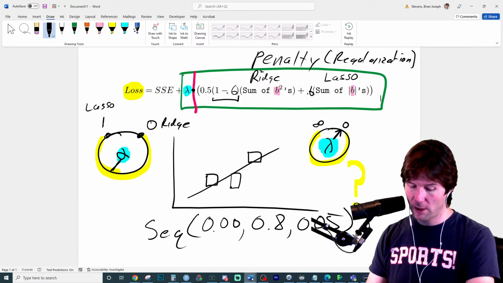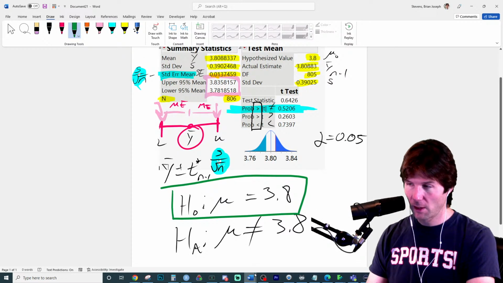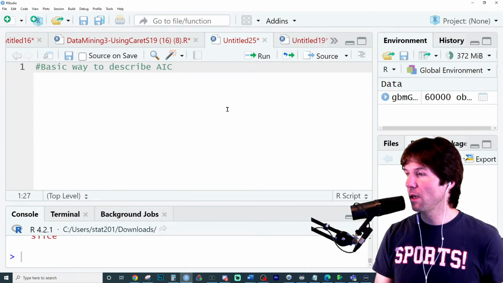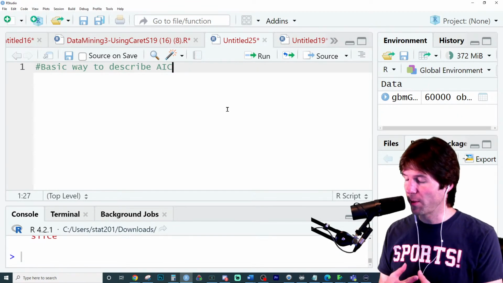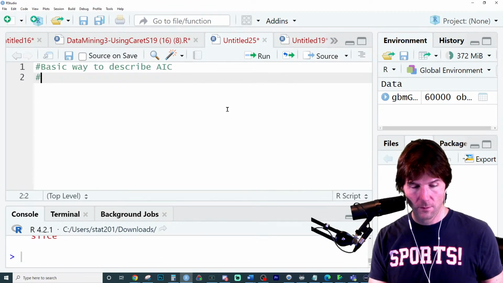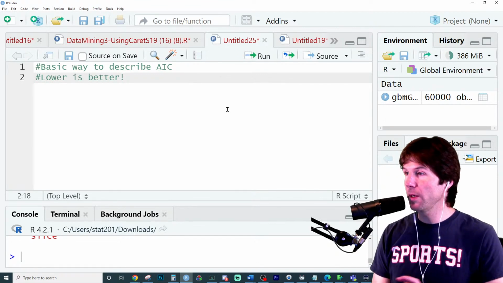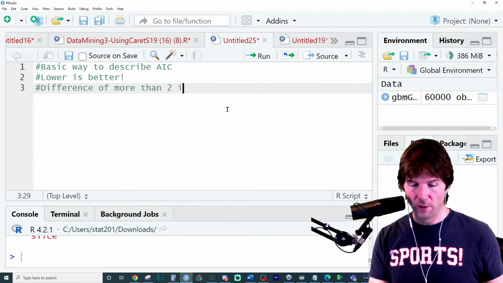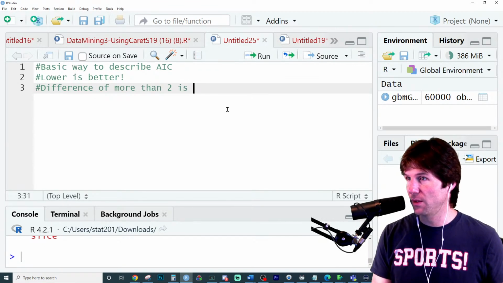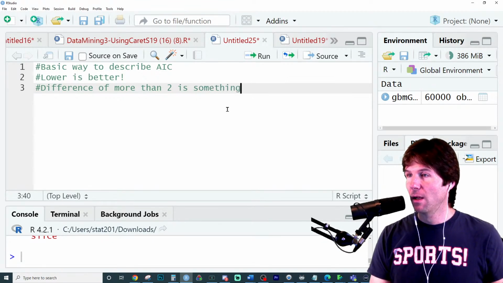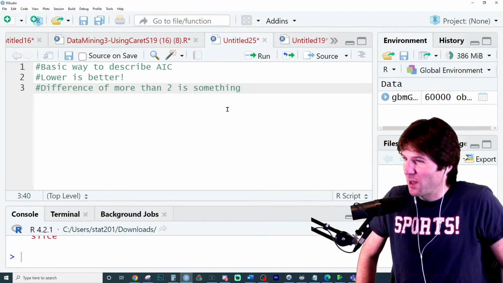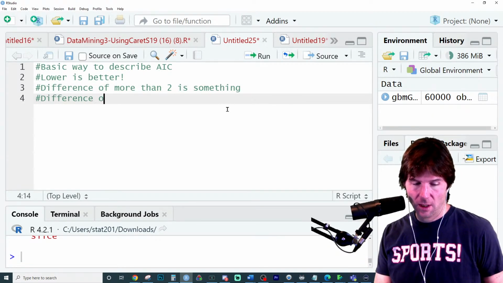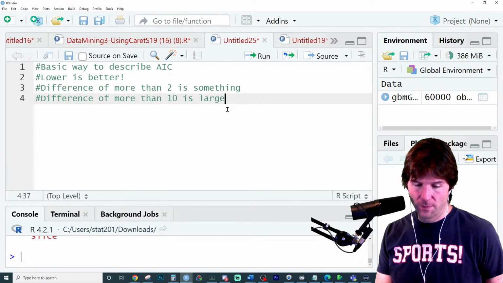So how does this equate to Akaike's information criteria? Well, with Akaike's information criteria, you're basically trying to optimize it. The lower it is, the better it is. A difference of more than 2 is substantial, it's something. What do I mean by that? It's not a big difference. I think of 10 as a bigger difference. A difference of more than 10 is large.